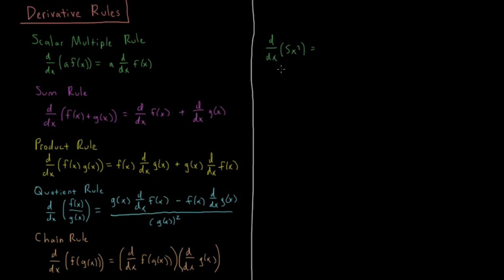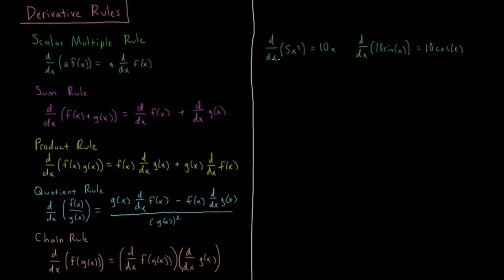So we know from polynomial rules that the derivative of x squared is 2x. So 5 times x squared is going to be 5 times 2x from the scalar multiple rule, giving us 10x. All right, that's easy enough to work with. Similarly, d dx of 10 sine x. We know the derivative of sine x is cosine of x, so 10 times that is 10 cosine x.